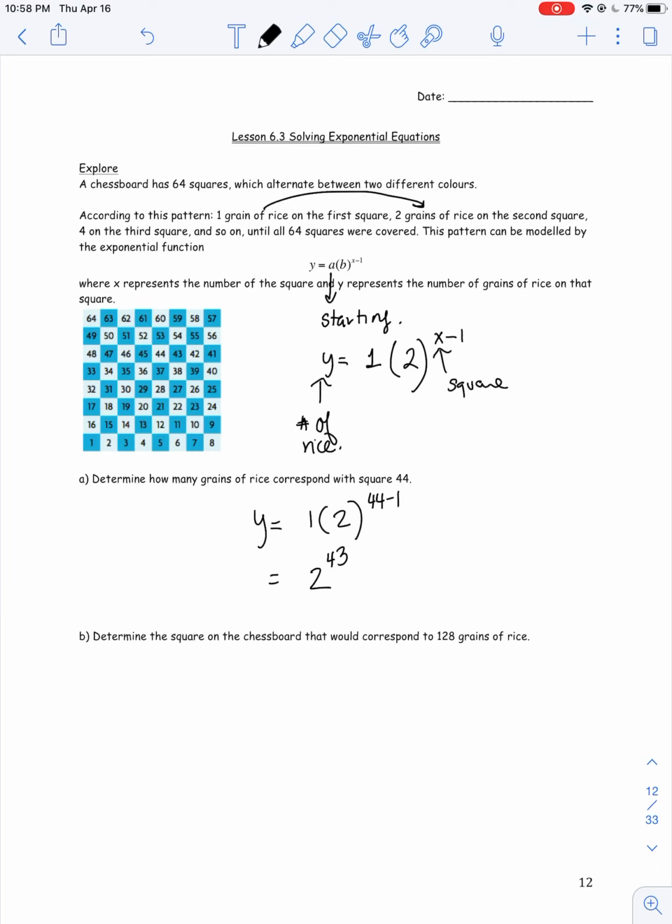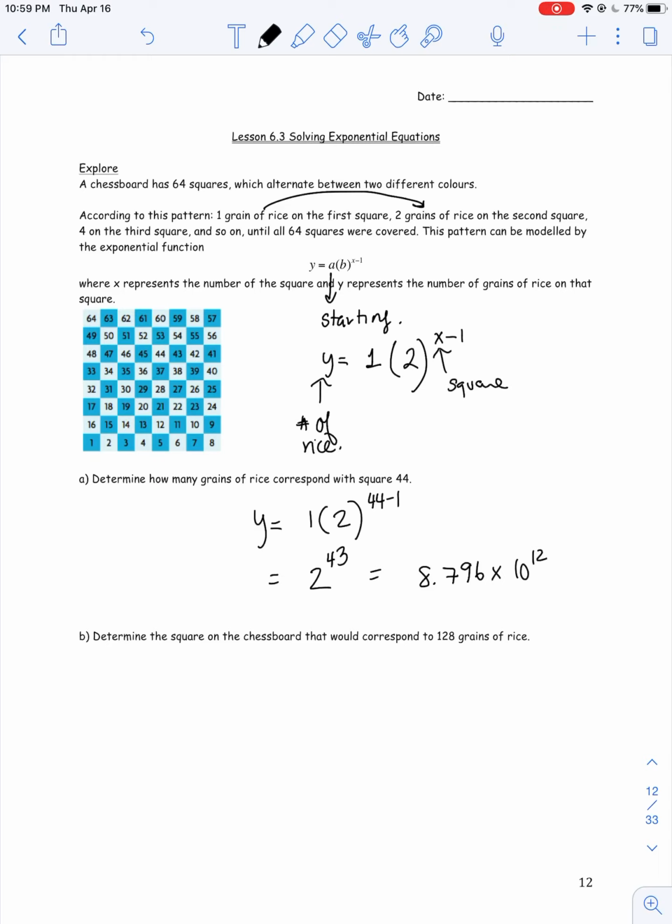So in your calculator, you're going to put 2 to the power of 43. And then that's quite a large number. You're going to get scientific notation. This means that it's 8.796 times 10 to the power of 12. That means you would have to move that decimal spot 12 spots to the right just for us to figure out how many grains of rice we'd get.